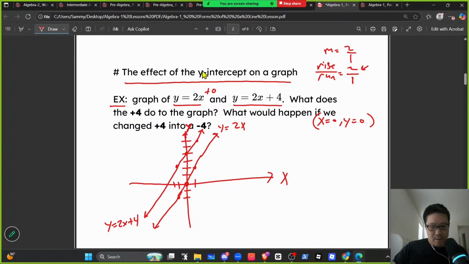Now, having drawn y equals 2x and y equals 2x plus 4, can you guess what the plus 4 is doing to the graph? In other words, if we start with this one and add 4 as an intercept, what is it doing to the graph? It's going to go up on the y-axis by 4. It's basically a shift upwards of 4 units.